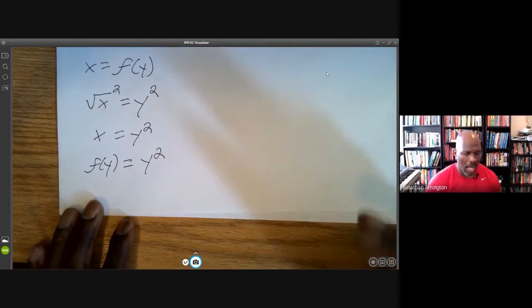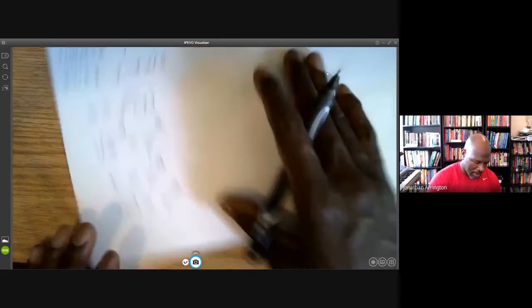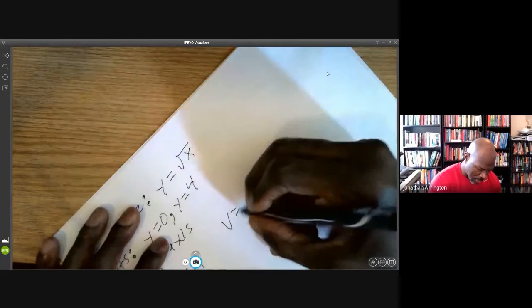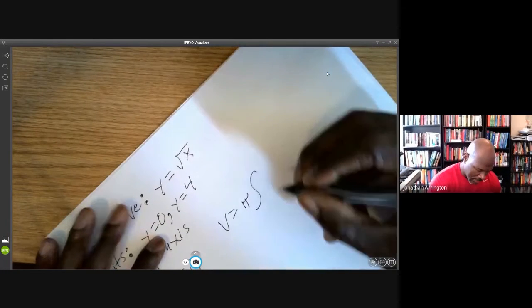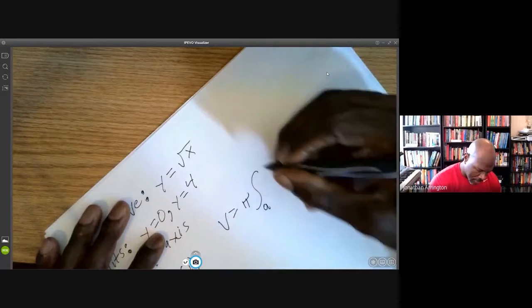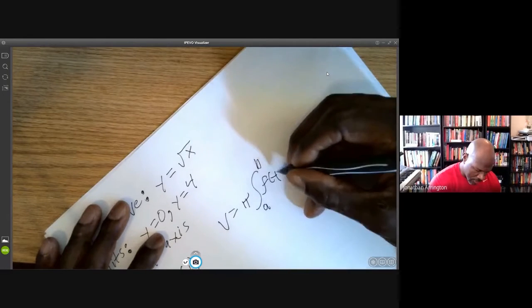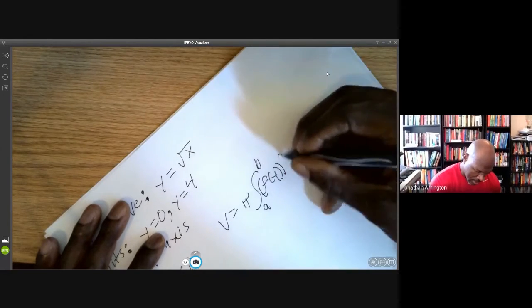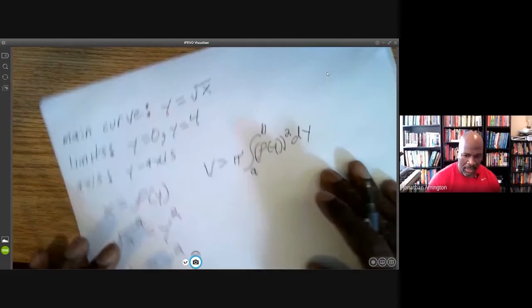So remember, to find the volume of a solid of revolution rotated about the y-axis, this is our formula. The volume is pi times the integral from a to b of f of y squared dy.